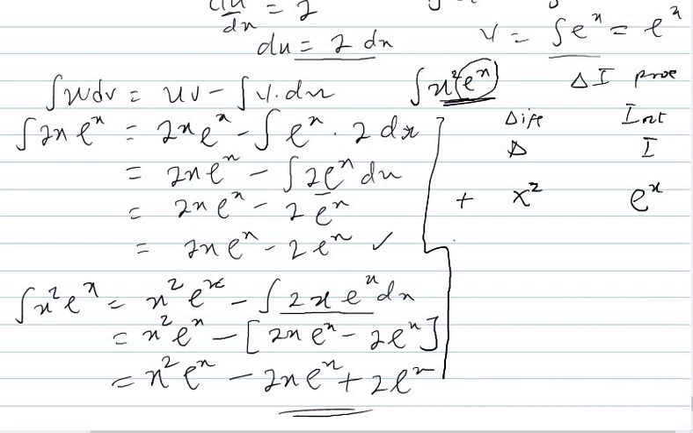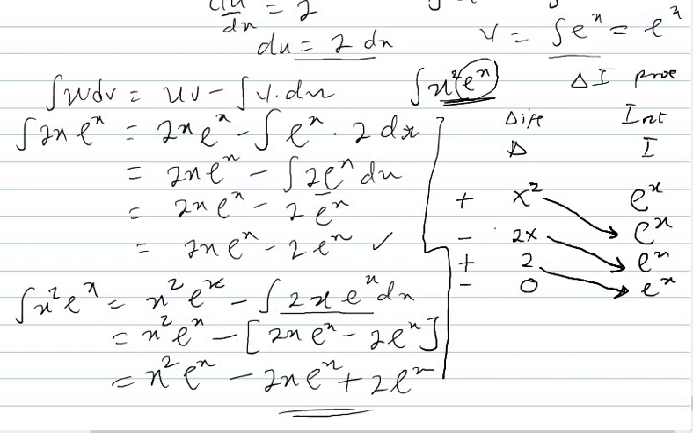We have plus, minus alternating like this, and it will go on forever. Since x square is in the differentiation part, we differentiate it and get 2x. If we differentiate again, we get 2. If we differentiate 2 again, we get 0. When we reach 0, we just stop. In the integration part, if you integrate e to the x, you have e to the x each time. Then we go diagonally across, and the plus and minus signs have to be included.